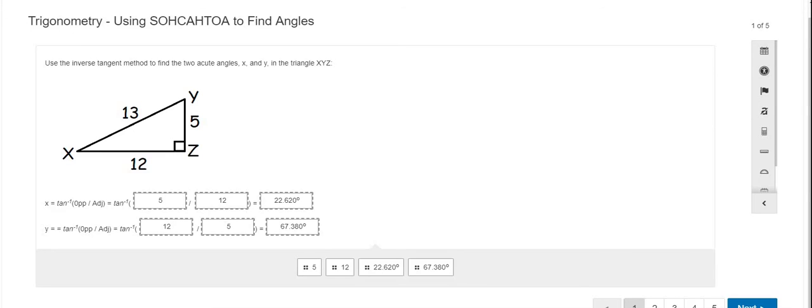All right, so that's how you use SOHCAHTOA to find the measure of angles. You end up using the inverse tangent. Now, we could have used the inverse cosine or the inverse sine, but I would like you to know how to use the inverse tangent. That one is most useful. I hope you find that helpful.